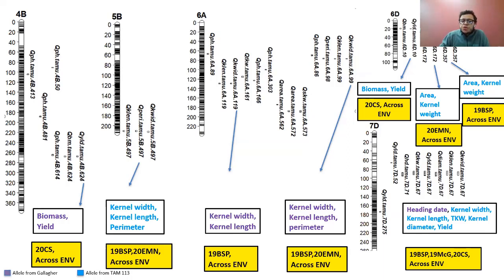Here, one of our QTL regions on 7D is associated with multiple traits and is also detected in multiple environments, 19 BSP, 19 McGregor, 20 College Station, and across environment. Another one is on the 6. There are 3 pleiotropic QTL regions. All alleles come from TAM113.